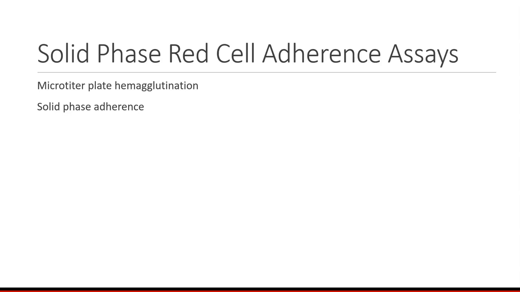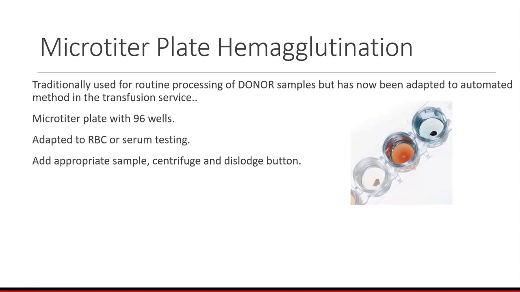Now we're going to talk about solid phase red cell adherence assays, which consists of microtiter plate hemagglutination and solid phase adherence. Microtiter plate hemagglutination has traditionally been used for routine processing of donor samples, but has now been adapted to automated methods in the transfusion service. It consists of a microtiter plate with 96 wells, so you can see a lot of testing can be done on a lot of different individuals at the same time. It can be adapted to either red cell testing or serum testing.